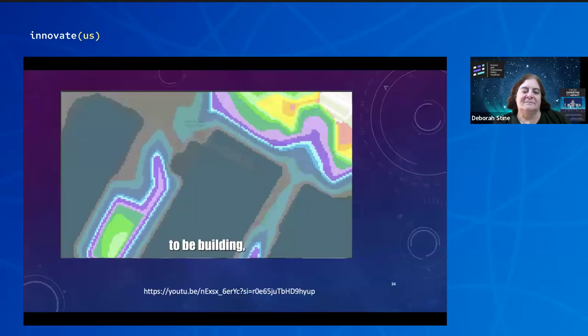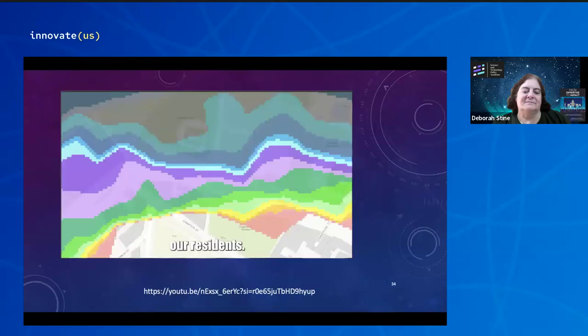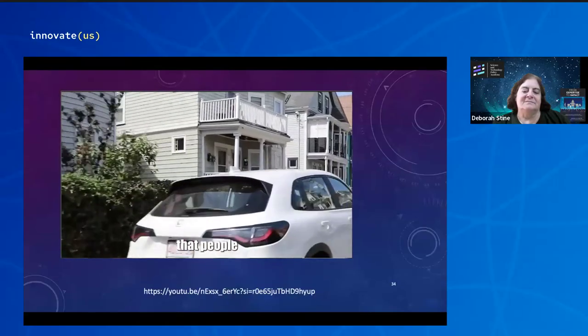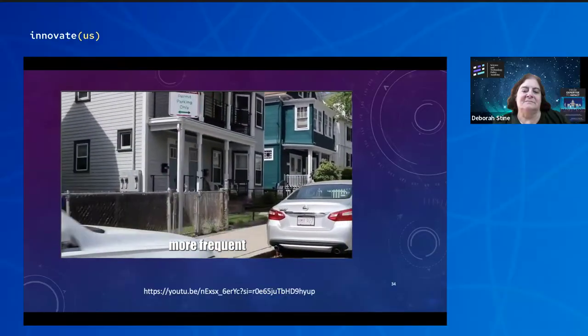We know where we need to be building, how high we need to be building, and what pace we need to be building to be able to protect our residents. So in all of our projects, we're looking to achieve three different objectives. First, and perhaps foremost, is to lower the risk of coastal flooding. We want to make sure that people and property are protected from some of the inundation events that are going to become more frequent in the years ahead.